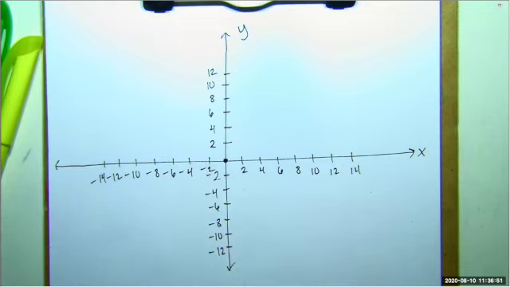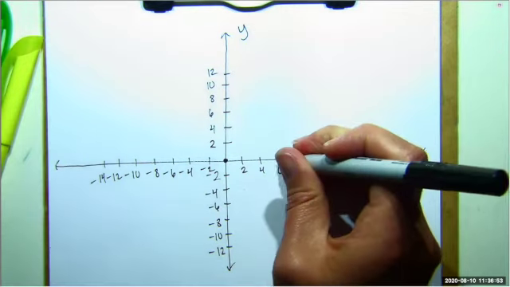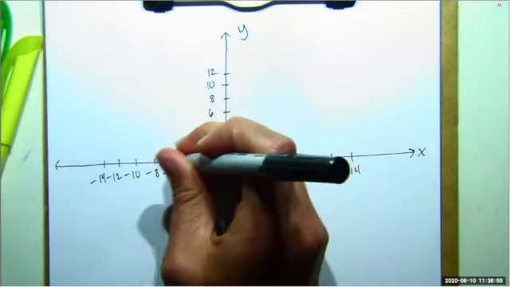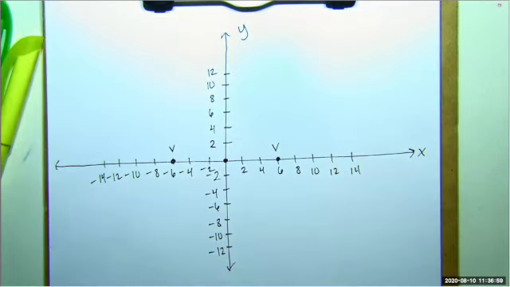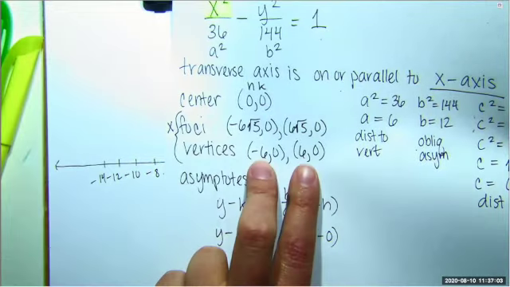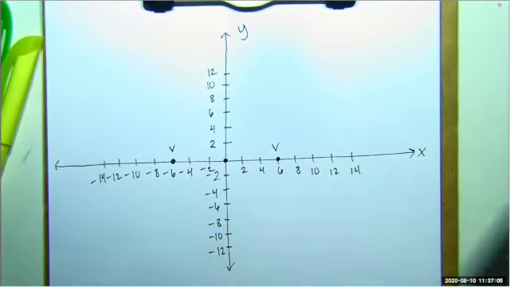We figured out that our distance to our vertices was 6. So if we go to the left and to the right, 6, those should be our vertices. Now let's check our points. We had that our points when we worked this out were negative 6, 0 and positive 6, 0. So that matches exactly.